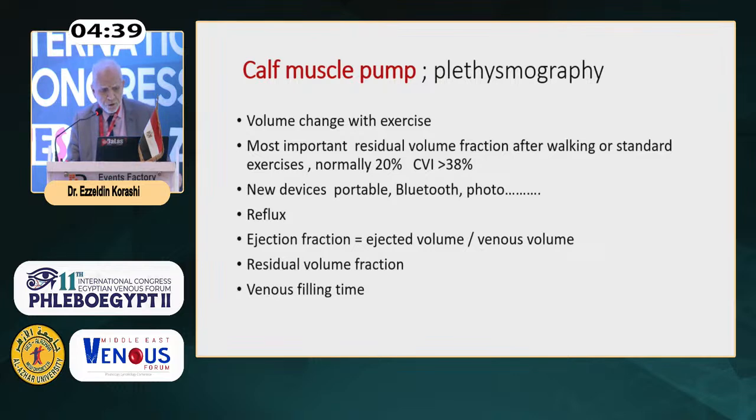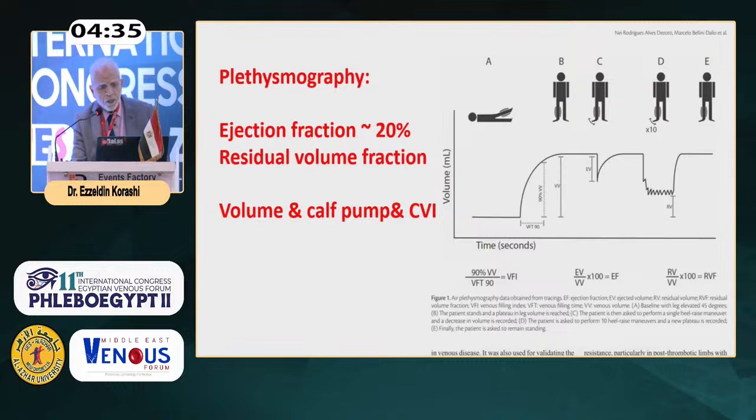They have an ejection fraction, and we'll see soon that these pumps have 20% ejection. 20% of the blood going inside the calf pump is ejected approximately towards the heart. And this is proof that in case of CVI, there is increased pressure and less flow in the calf muscle pump. All these are proved now by plethysmography.